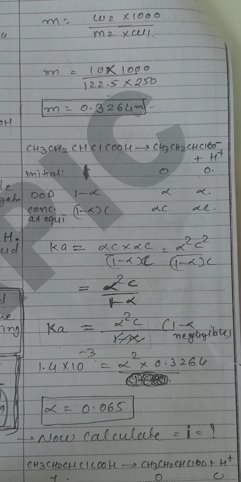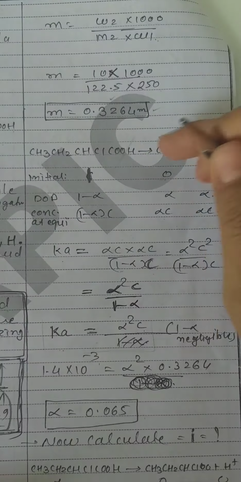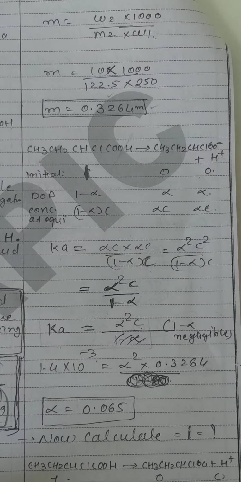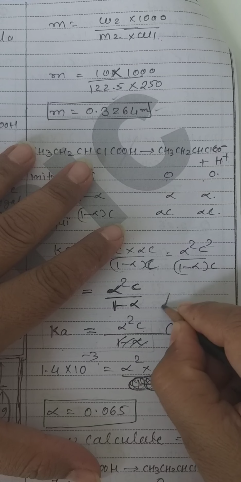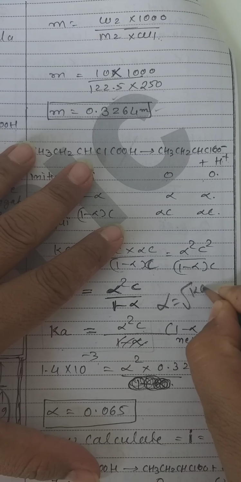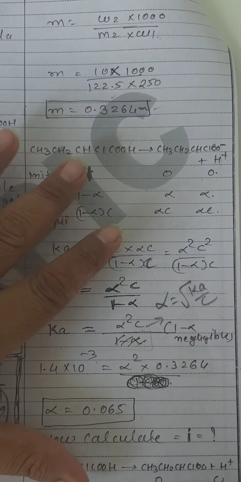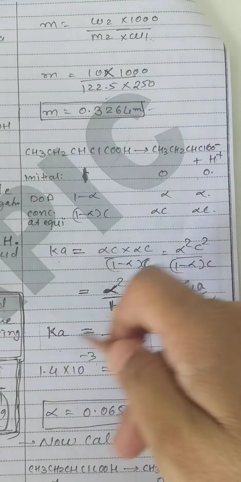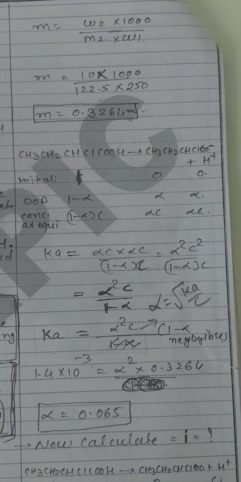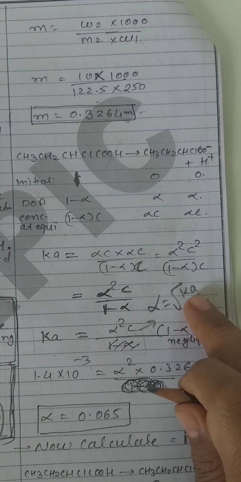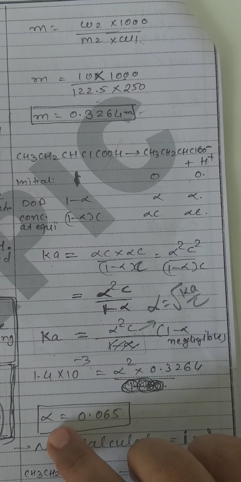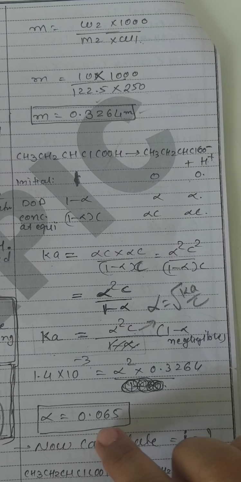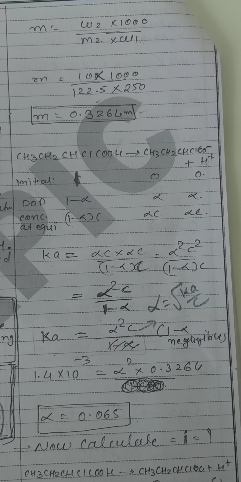Now here I have derived this formula for your knowledge. Otherwise you can write the direct formula, alpha is equal to under root K upon C, by simplifying this. Okay, no need to derive this thing. So by applying this formula, alpha is equal to under root K upon C, you will get the answer alpha is equal to 0.065.